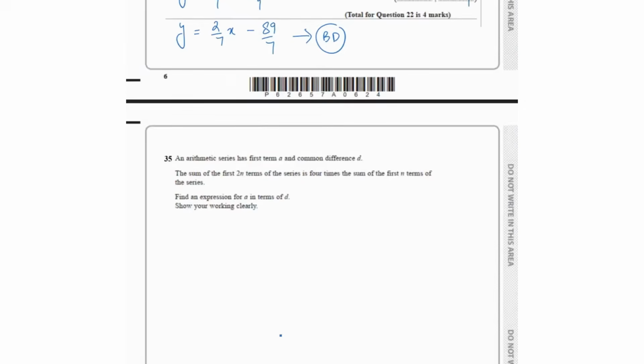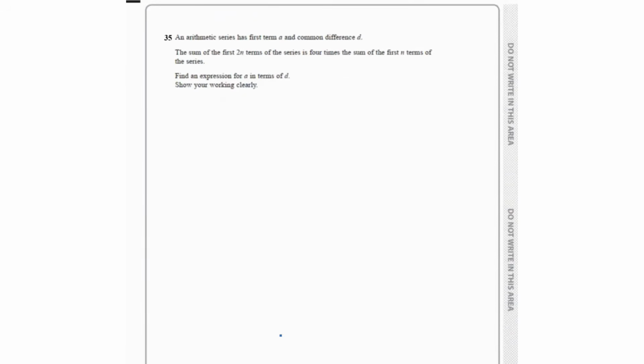Next, they can give you a question on sequences, which is also very common. An arithmetic series has first term A and common difference D. The sum of the first 2n terms of the series is 4 times the sum of the first n terms of the series. Find an expression for A in terms of D. Show working clearly. So the sum of the first 2n terms is 4 times the sum of the first n terms.